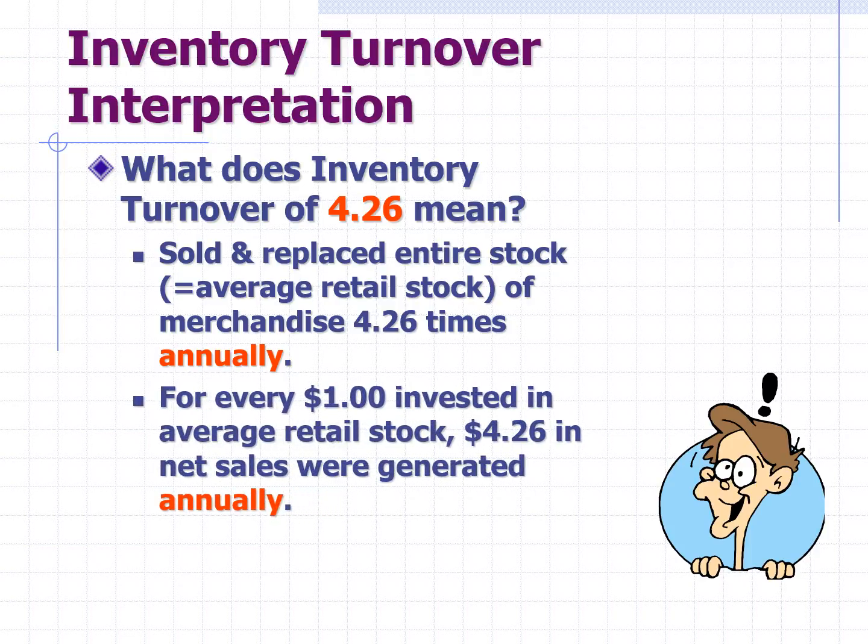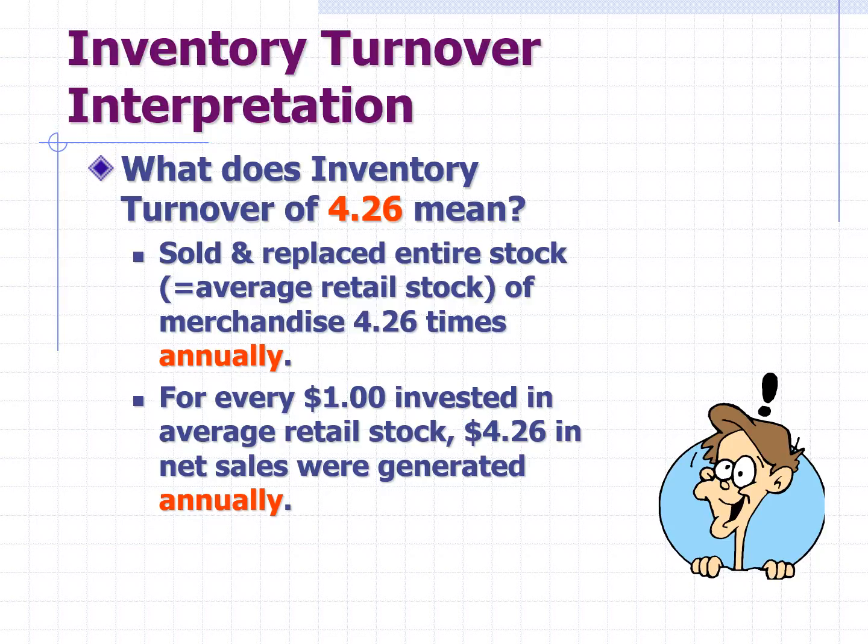Yeah, the second way to interpret the turnover figure is thinking about it as the number of dollar sales that were generated, right? So that basically means for every dollar that the store invested in average stock at retail, $4.26 were generated in net sales, right? Again, during the entire year, annually. Okay? So $4.26 net sales were generated for every dollar invested in the average stock at retail in the year, annually. Both meanings are very important.